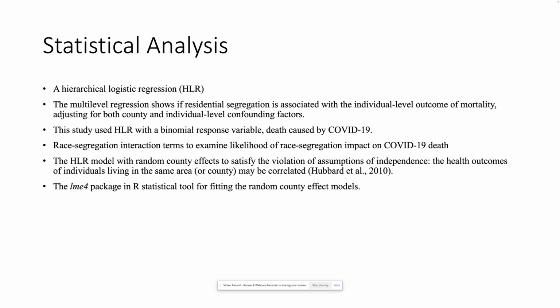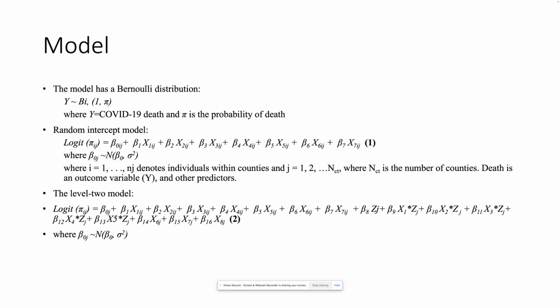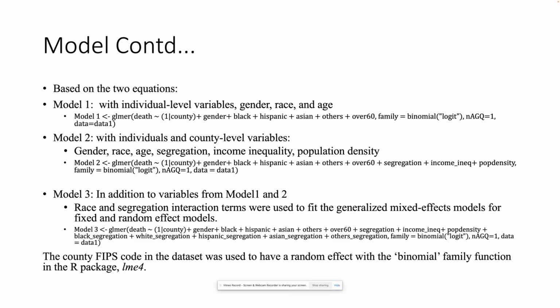I used R statistical tool and the lme4 package to run the HLR models. The model was a Bernoulli distribution where Y is COVID-19 death and pi is the probability of death. So the random intercept model, the level 1 variables, I will explain all these independent variables in the next slide. And level 2 models, which include all the individual level demographic variables, plus the county level variables such as segregation index and population density. So based on those two equations, 3 models were produced.